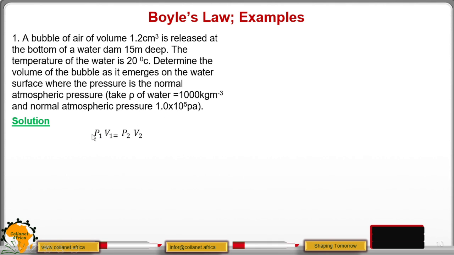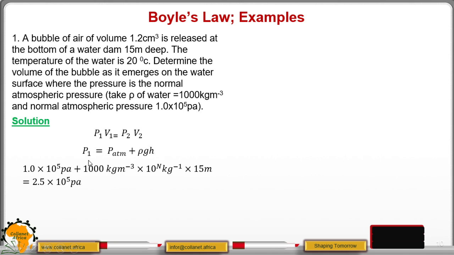First of all, we always write the formula. Remember, P1 V1 is equal to P2 V2. But now how do we get the P1? Remember, this bubble is inside the water and that water is 15 meters deep. So to get the pressure that is acting on that bubble, one, there will be atmospheric pressure, and then number two, there will be the pressure due to the water column that is above that bubble.